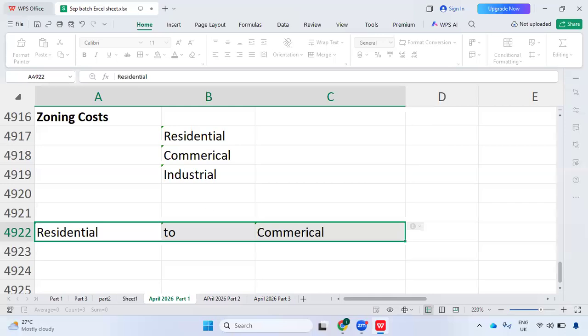So those fees will be added to the basis, right? Why? If you are paying zoning cost, the property definitely becomes more valuable. So this is a permanent improvement, and we generally add it to the basis.